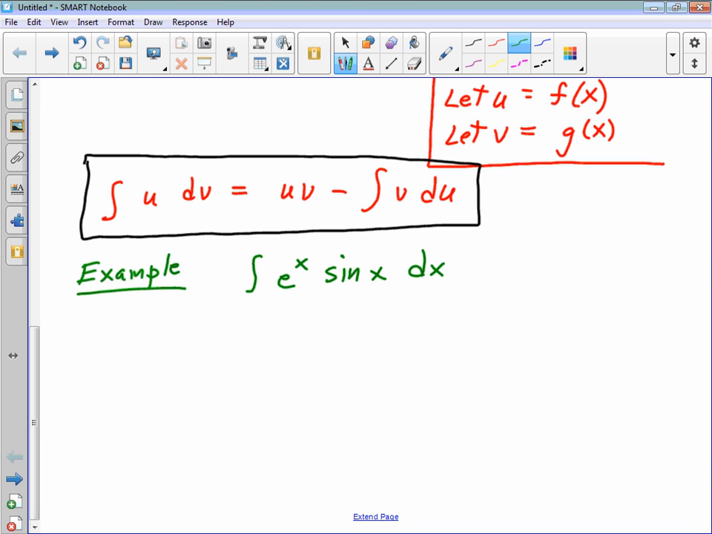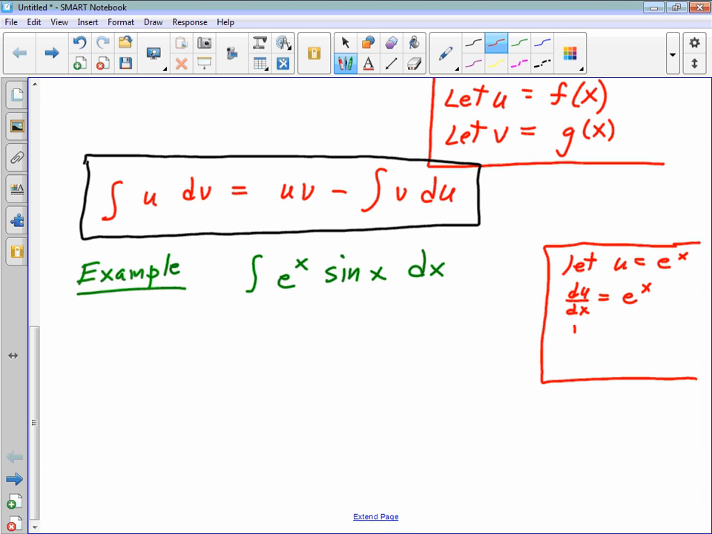Okay, to start with, let's let u equal e to the x. This one is fairly straightforward. In general, for a future frame of reference, you want to pick a u that is the component that becomes simpler when you take its derivative. In this case, it doesn't really matter. When you take this derivative, it's not that big of a deal. du/dx equals e to the x. du equals e to the x dx.